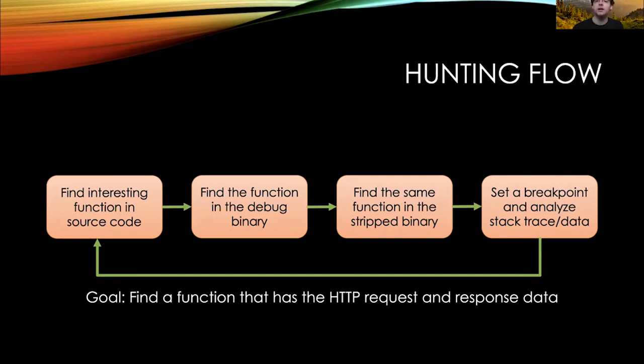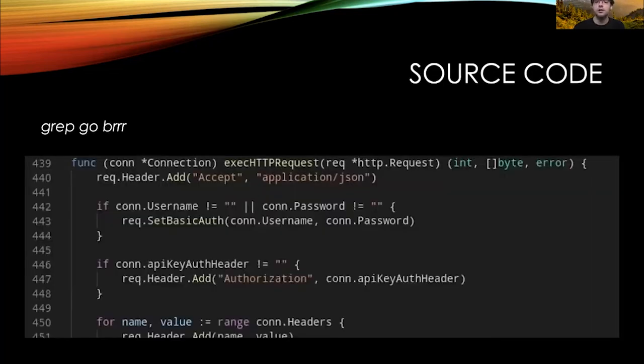And then I would take the address of the function in the stripped binary, set a breakpoint on it, and then analyze what's happening in memory to see if it's going to have all the data that I need. And then I just repeat this process and try to find something that will work. So first, let's look at the source code.